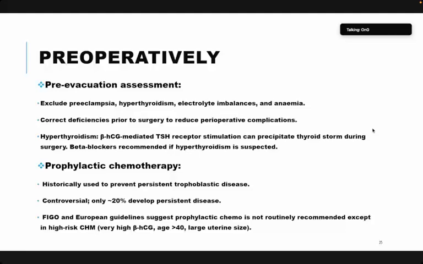Now, the issue around prophylactic chemotherapy, they're saying that it is used to prevent persistent trophoblastic disease. However, it's controversial because about 20% may develop persistent disease. And according to FIGO and some European guidelines, they suggest that prophylactic chemo is not routinely recommended except in high-risk hydatidiform mole.